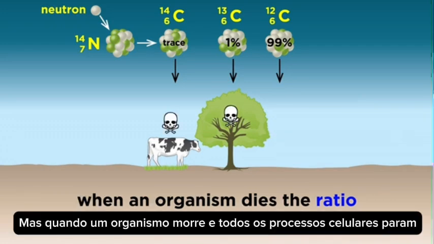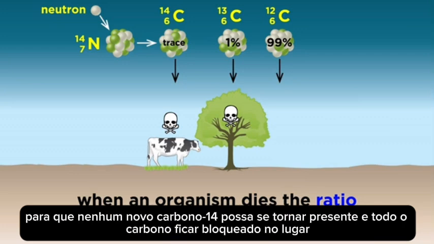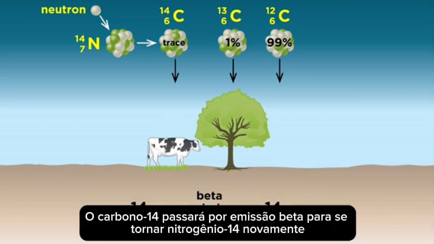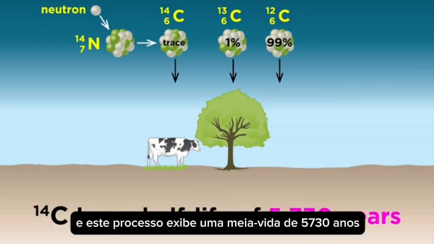But when an organism dies and all cellular processes come to a halt, no more material will be going in or out of that organism, so no new carbon-14 can become present, and all of the carbon is locked in place. Carbon-14 will then undergo beta emission to become nitrogen-14 again, thus gradually decreasing the amount of carbon-14 in the organism. And this process displays a half-life of 5,730 years.